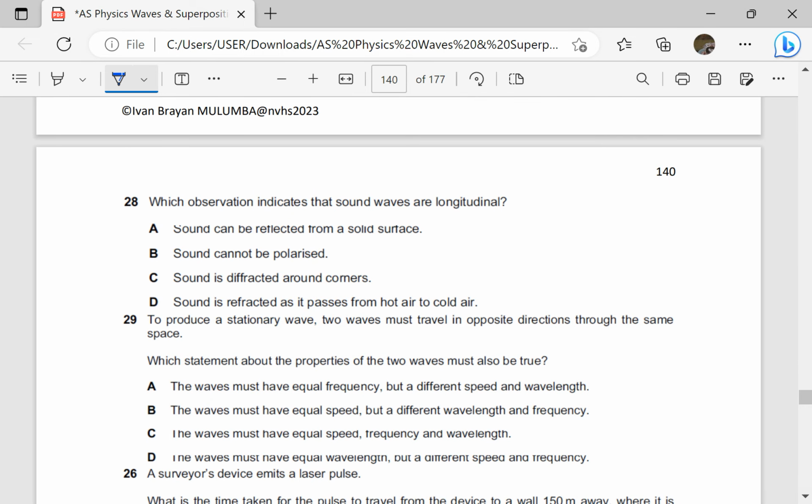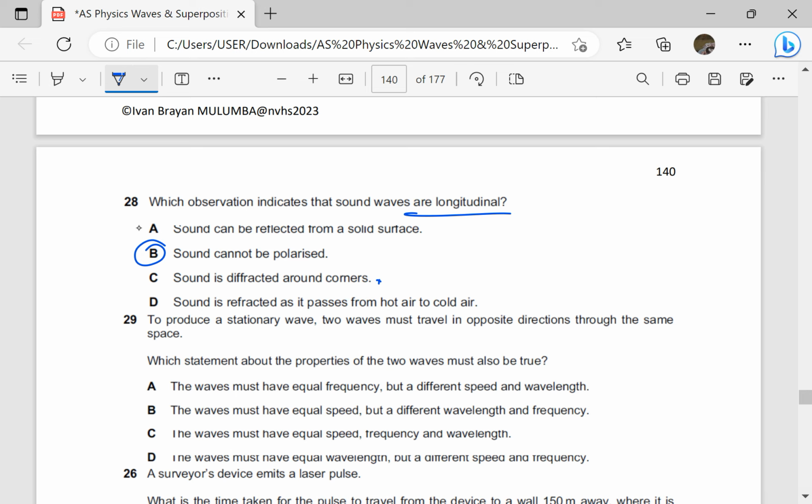Which observation indicates that sound waves are longitudinal? Sound can be reflected from a solid surface. Even light can. Sound cannot be polarized. Sound is diffracted around corners. Even light can, but that doesn't show that it is longitudinal. Sound is refracted as it passes from hot air to cold air. So the answer is going to be B. Sound cannot be polarized. This is what indicates that it is longitudinal.